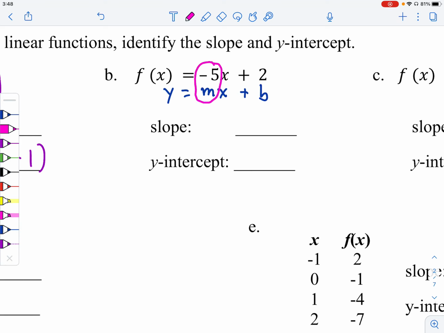So next to our x is -5, so our slope is -5. Our y-intercept is 2, so it's going to be (0, 2). Always 0.